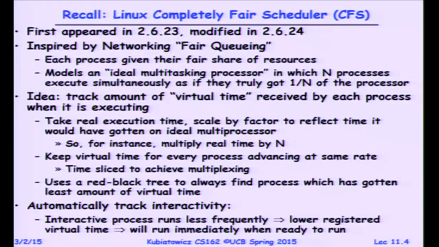Okay. And I think I asked before, but how many people have seen fair queuing before in another class, like 122 or something? Okay, so this should be fairly familiar.